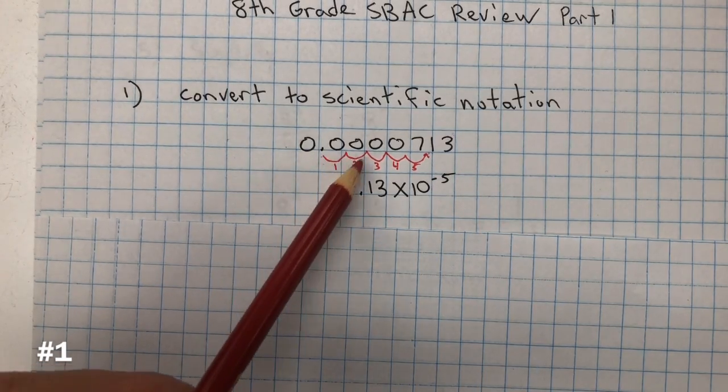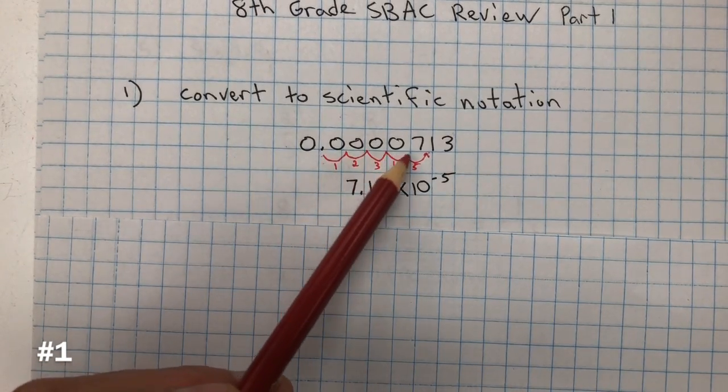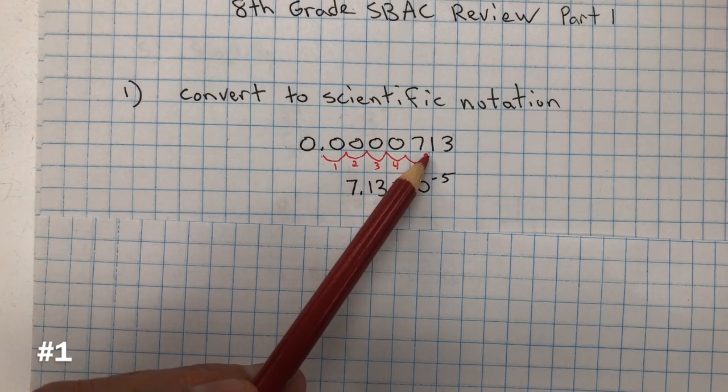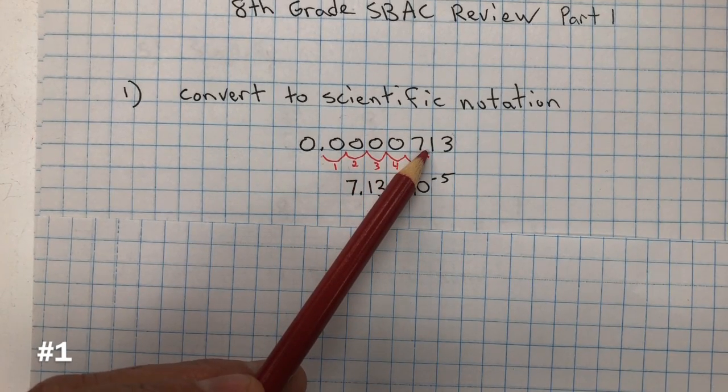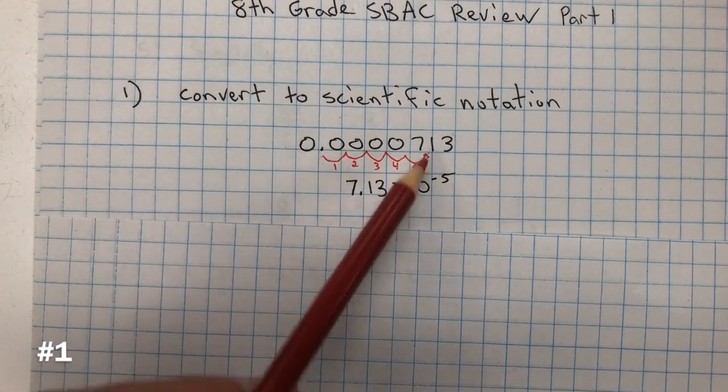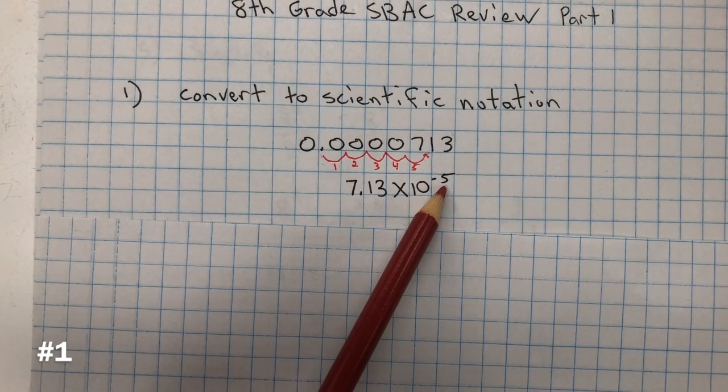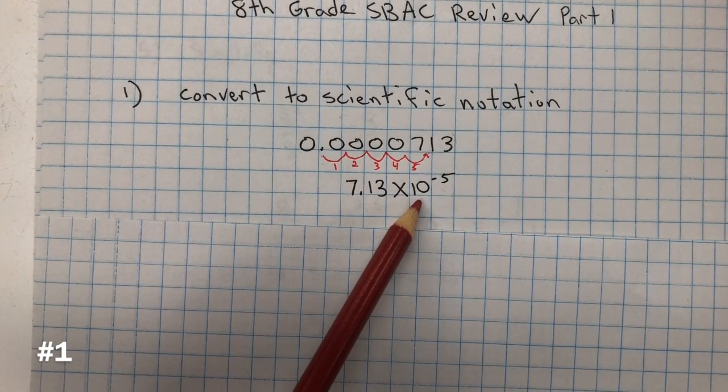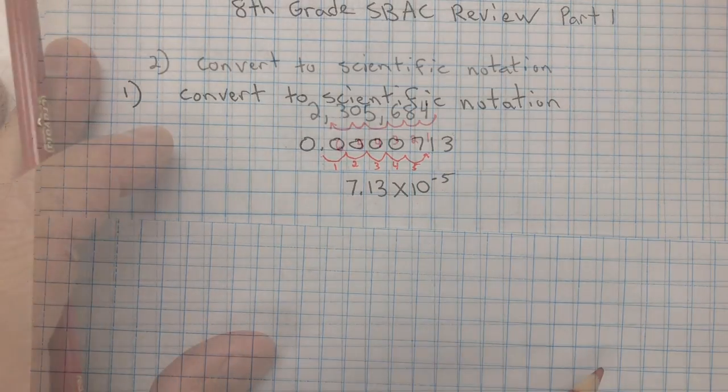And since we increased this value by 5 place values, which we're multiplying it by 10 5 times, we have to decrease it, so it's a 10 to the negative 5th power.